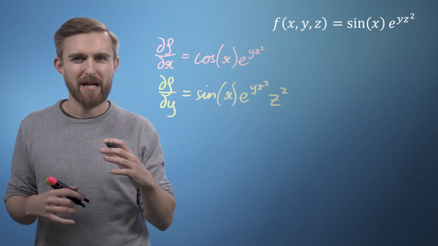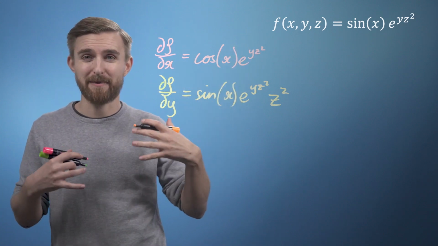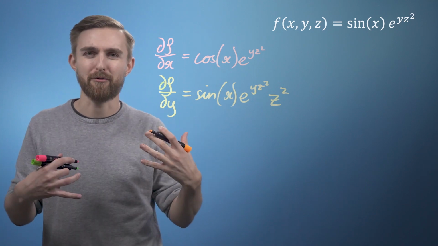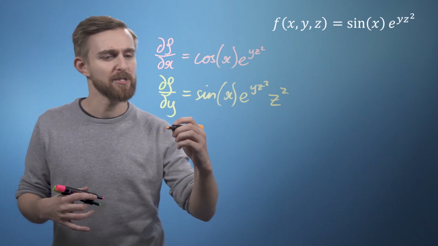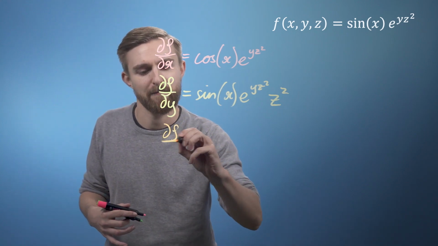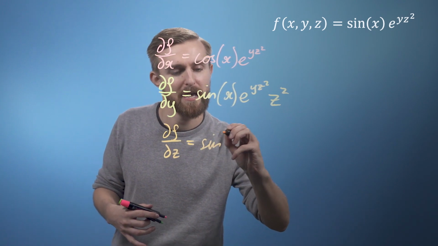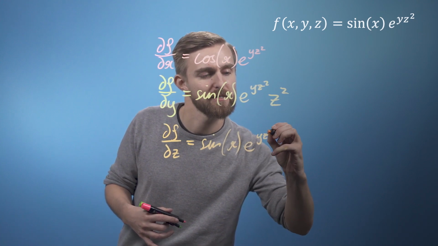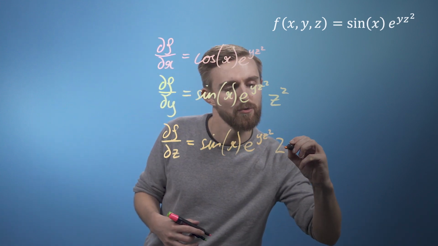Lastly, we'll differentiate with respect to z. Once again, the only z is in the exponential term, so similar to the previous example, we simply multiply through by the derivative of the exponent with respect to z. So we just get df by dz is going to equal sine x once again e to the yz squared, and this time the derivative of this thing is 2yz.